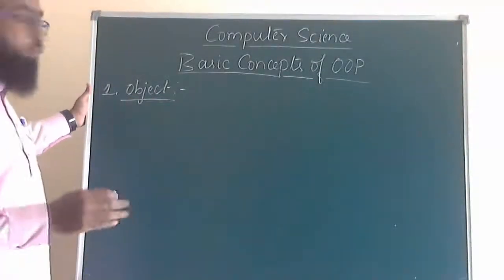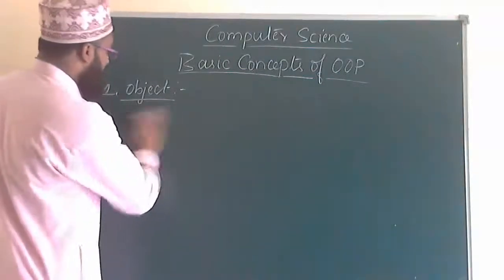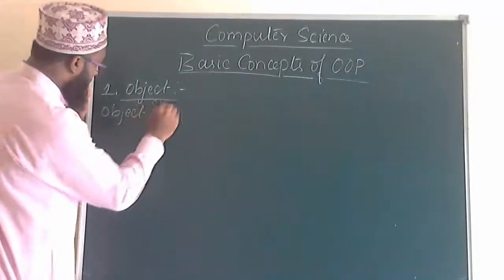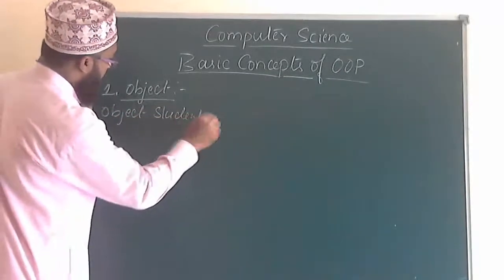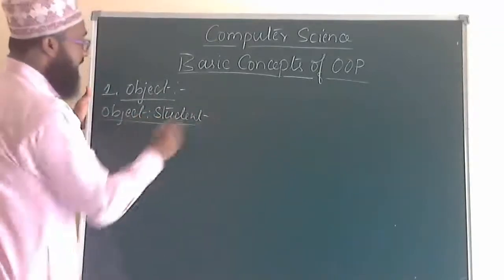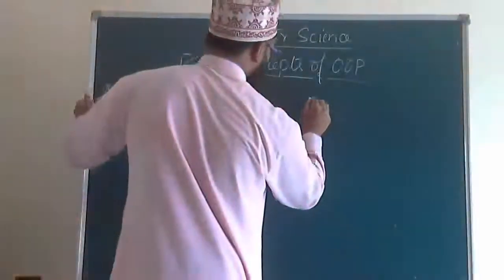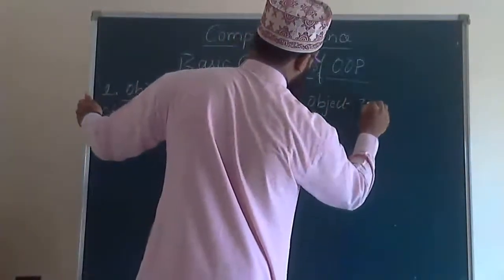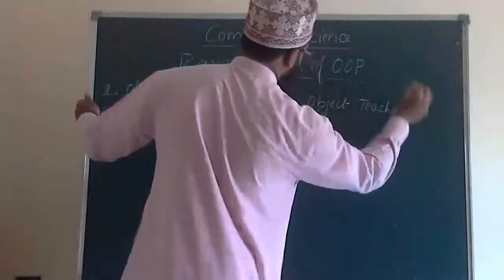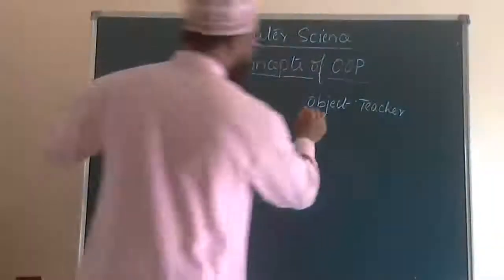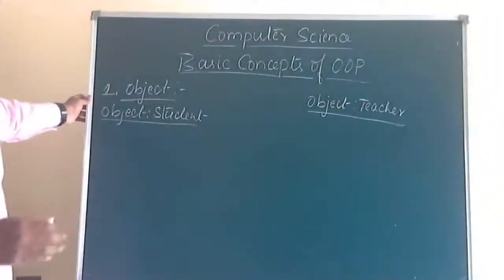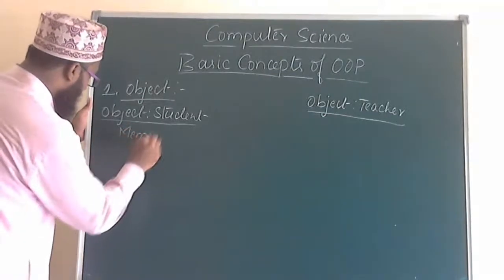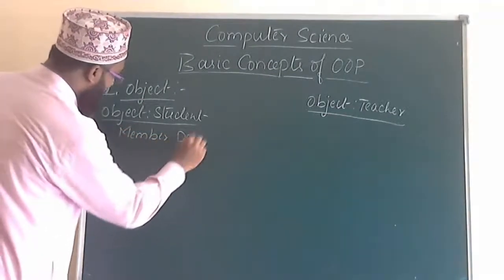We will take two examples here. One example is object student. The next is object teacher. Under object student and object teacher, two things are there. One is member data. They can also be called data members.